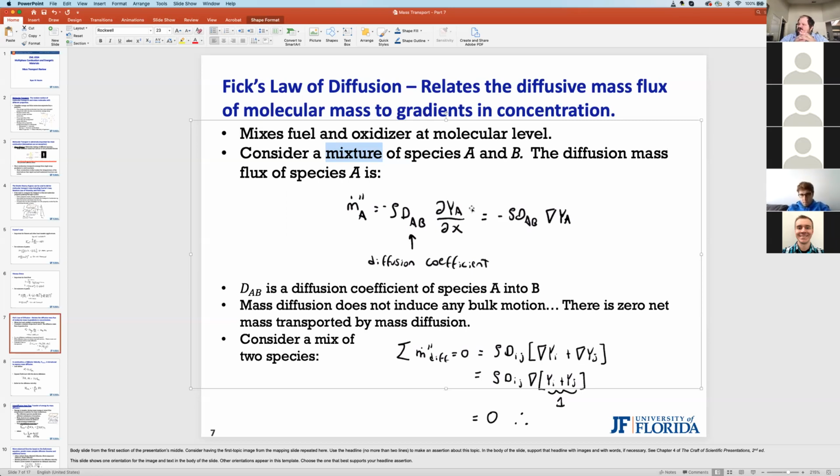And in multiple dimensions, this is just given by minus rho times a diffusion coefficient times the gradient of the mass fraction. Okay. And so DAB, yeah, go ahead.